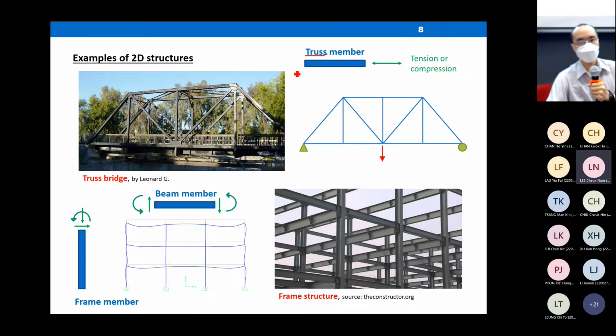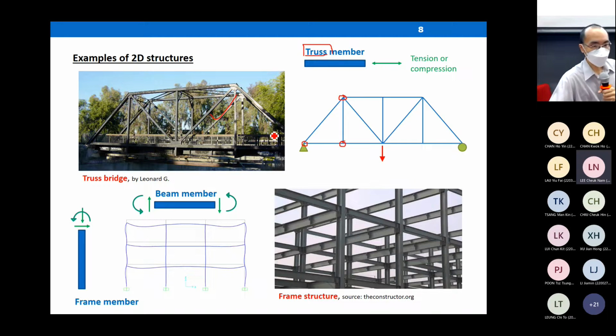One more condition. When you see the term truss, it means the joints are pin joints. All joints are pin joints, so that bending moment cannot develop along the members. Truss structures are axially loaded members. A truss bridge is a classical example.